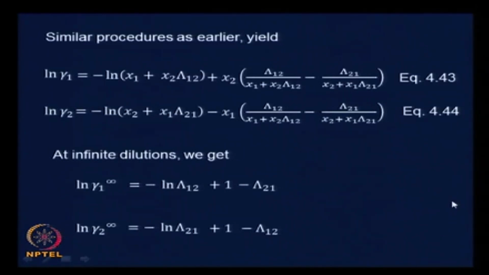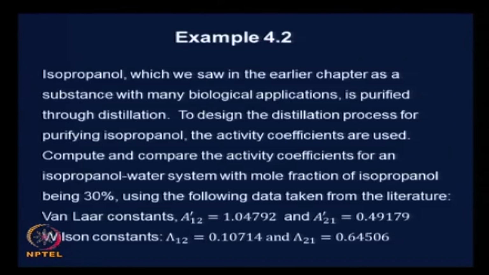Okay, I think we have seen enough models for the GE by RT, and therefore for estimating gamma 1 and gamma 2. It is time to do an example, and we will finish up this module with this example of estimating activity coefficients, and of course we will review whatever we did in this particular module.